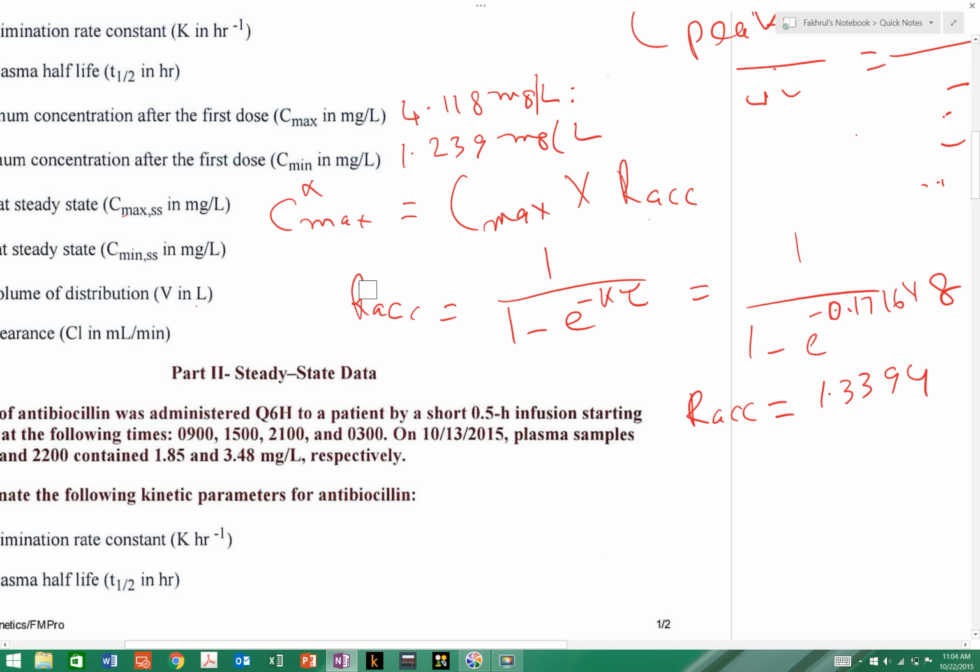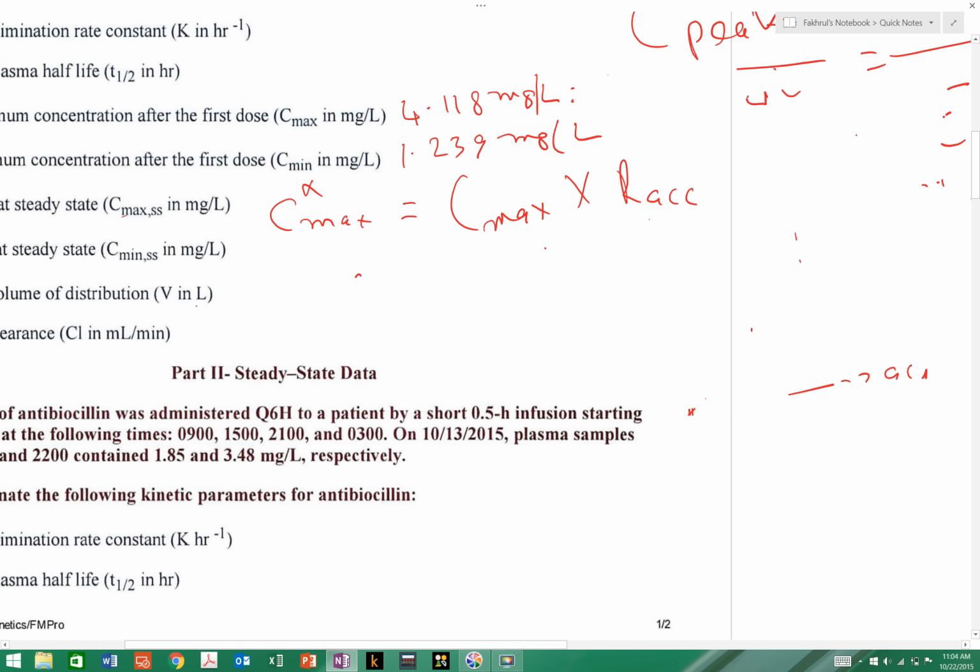So now you have RSCC. You know your Cmax is 4.118 times RSCC, 1.3394, and this should give you 5.51 milligram per liter. So this is your Cmax at steady state.